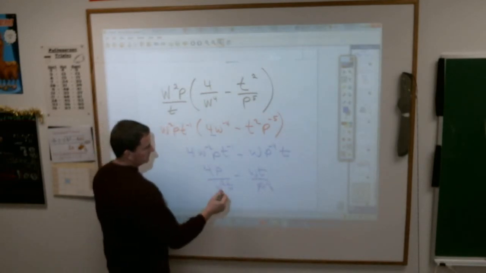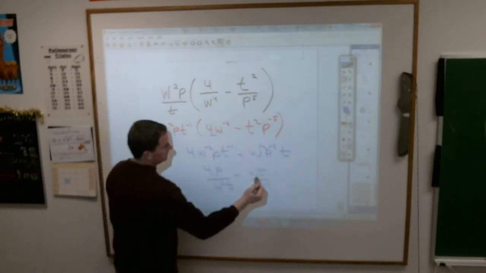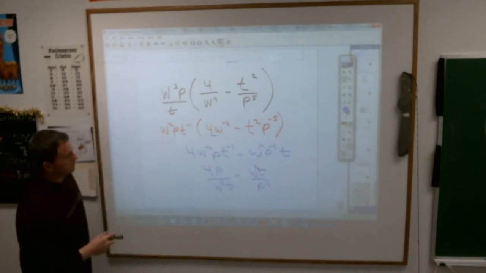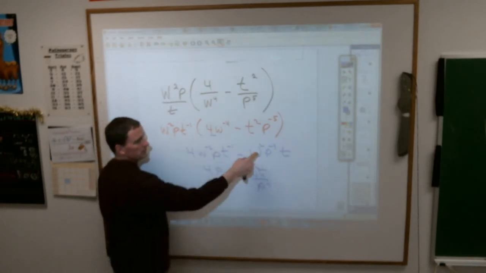Where's w squared? On top, second. Here? Oh, w squared. Wait, I got p because if those are both negative, it would be negative 6, and then I go to the bottom. This is a positive one. No, but this, isn't that?